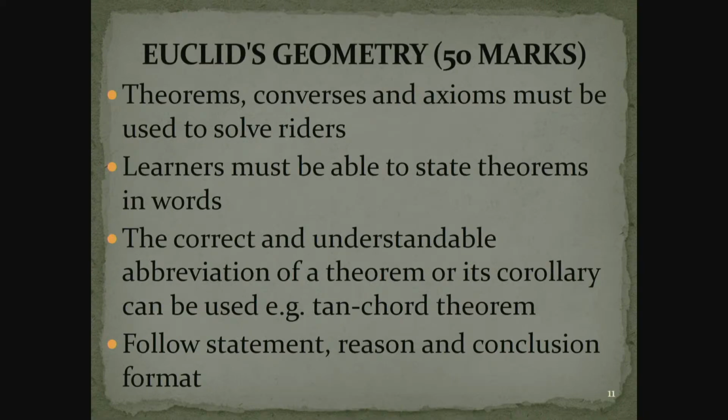Right, under Euclidean geometry, we've got the theorems. Please make sure that you're able to use them, as well as the converses. They are very, very important. And your learners must be able to state the theorems in words, very, very important. And then make sure that you use the correct reasoning. Make sure that you understand the abbreviations. Those are very, very important. That is why most of the time we say, make sure that you have the correct ones that we did give. Then, for example, we've got the tan-chord theorem.